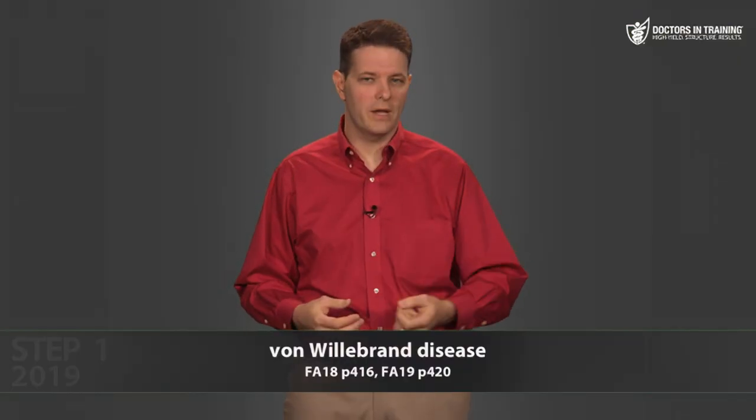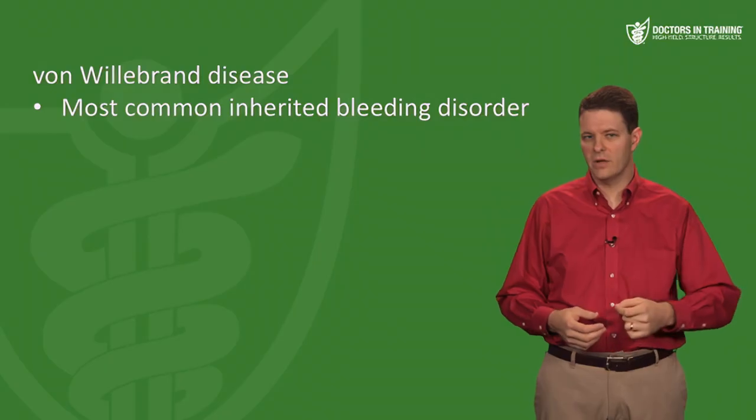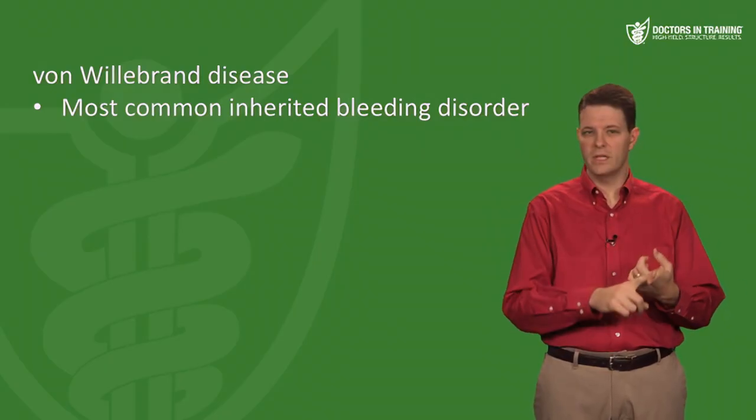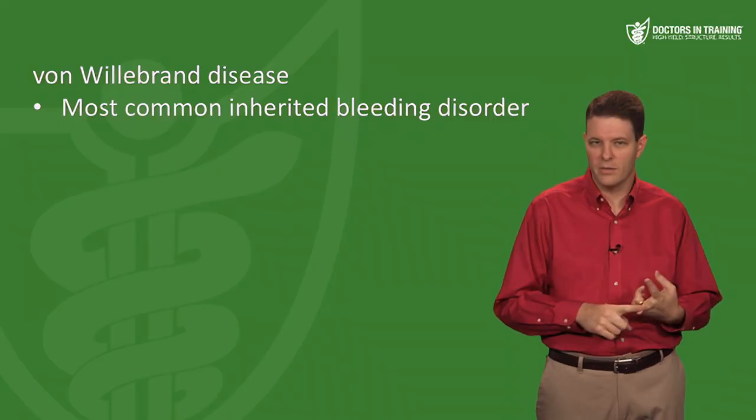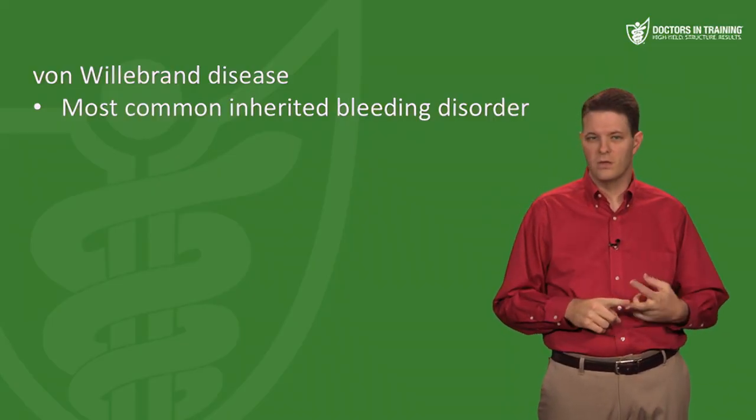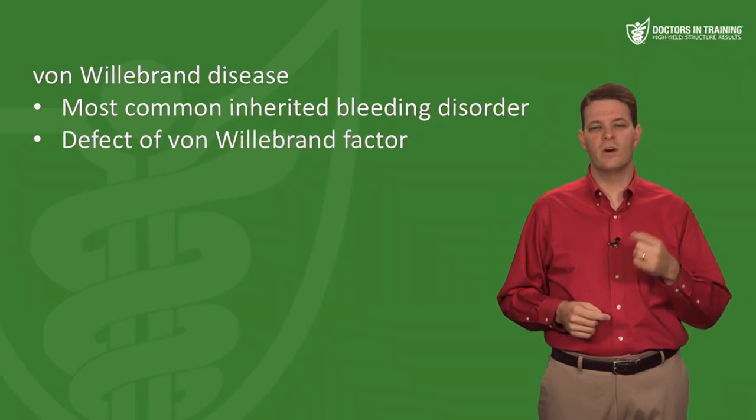Let's start with von Willebrand disease, which is the most common inherited bleeding disorder. It's more common than hemophilia. It's much more common than those other hereditary bleeding disorders we talked about, like Glanzmann thrombasthenia or Bernard-Soulier syndrome. So von Willebrand disease is a defect of von Willebrand factor.